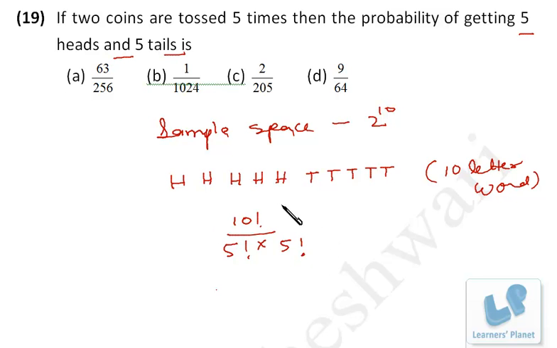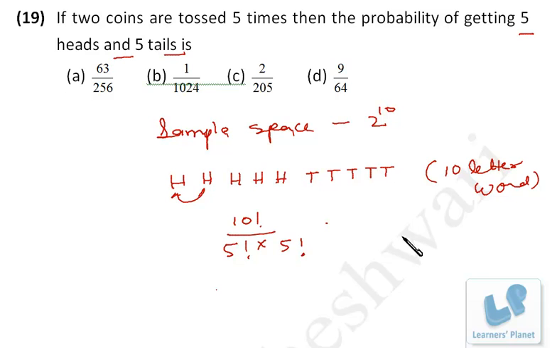So these are the cases when we'll be getting 5 heads and 5 tails. Because the head at the first place and the head at the second place, we do not consider them as different arrangements. That's why we are dividing by the repetitions. Now what is the sample space? That's 2 raised to 10. And what are the favorable events? That is 10 factorial by 5 factorial into 5 factorial. So just solve it.